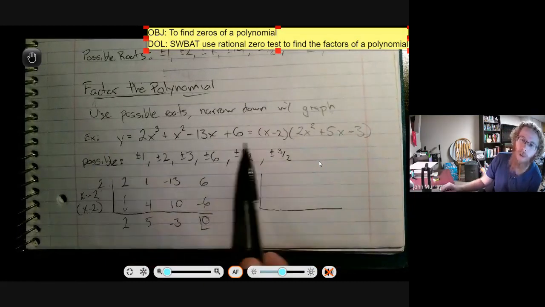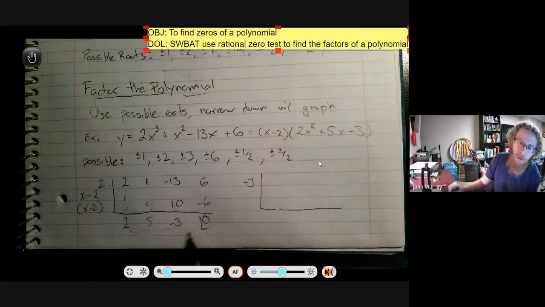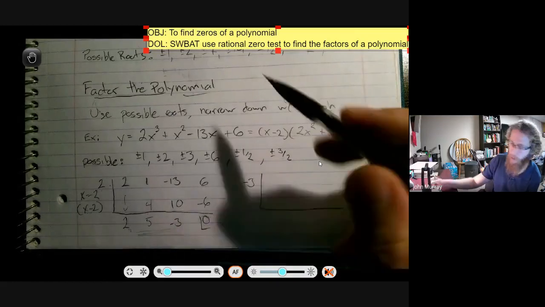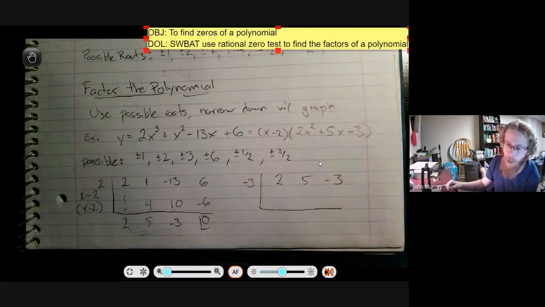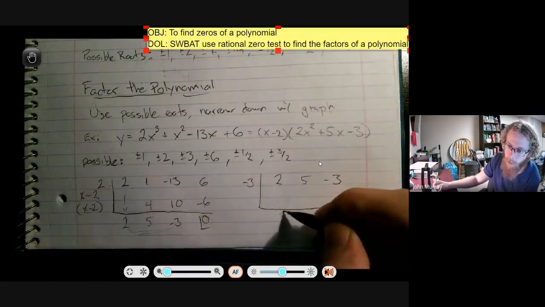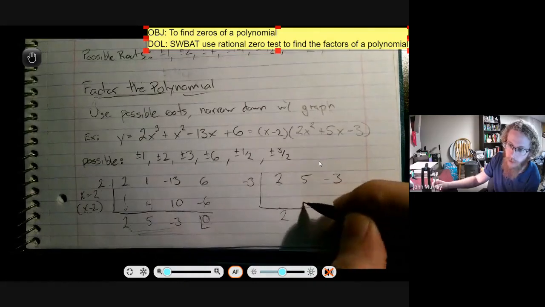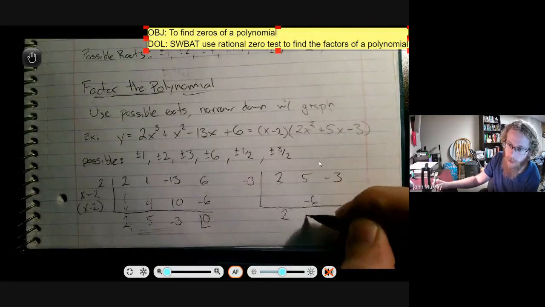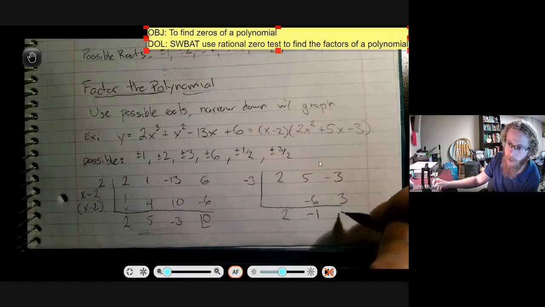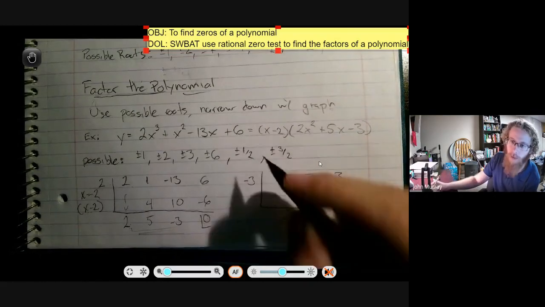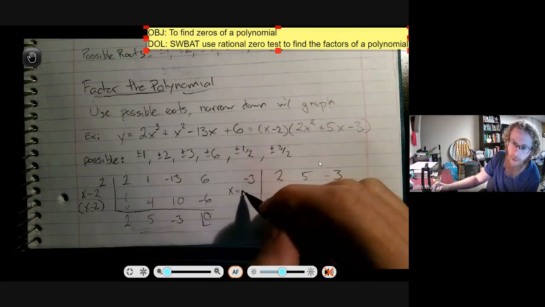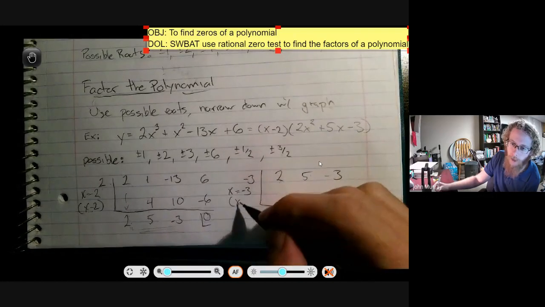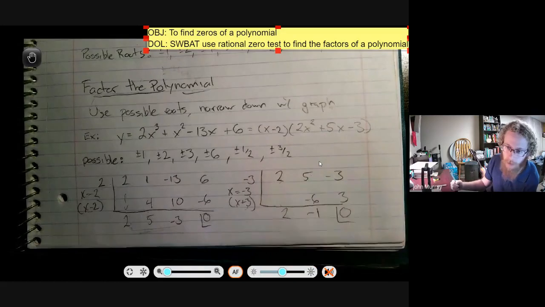But again, I don't want to use that original equation. That's too much. I can use these new numbers that I found. So we have 2, 5, -3. Bring down the 2. Gets us -6 there. -1. +3, 0. So -3 is a root. So x equals -3, or x plus 3 is a factor.